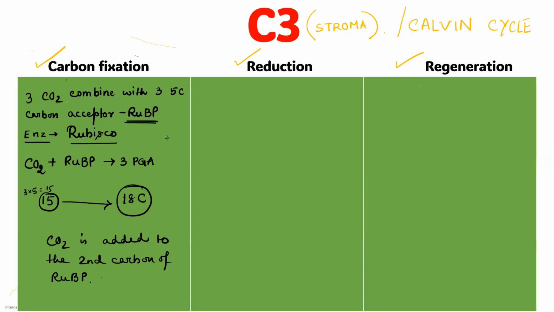So in the second stage, ATP and NADPH are used to convert 3-PGA molecules into molecules of 3C sugar. Finally, you get that glyceraldehyde 3-phosphate. Finally, 6 molecules of glyceraldehyde 3-phosphate are formed. And in this stage, NADPH donates electrons to, or reduces, a 3-carbon intermediate to make this G3P. So let's write what's happening here.